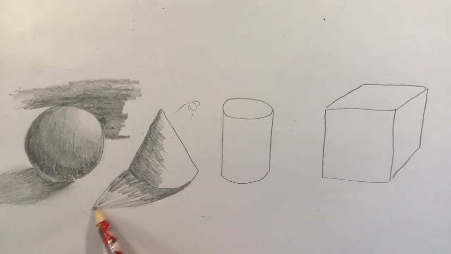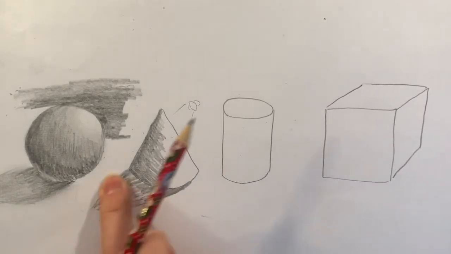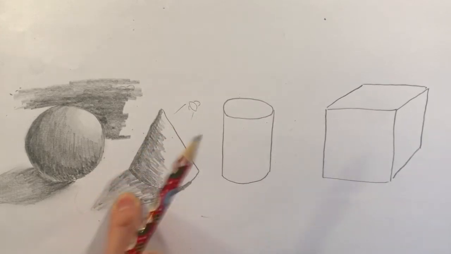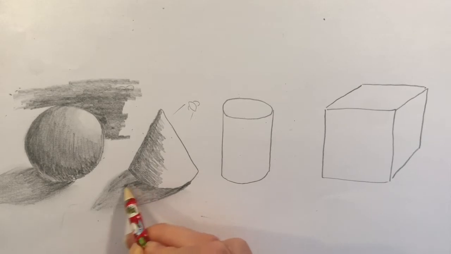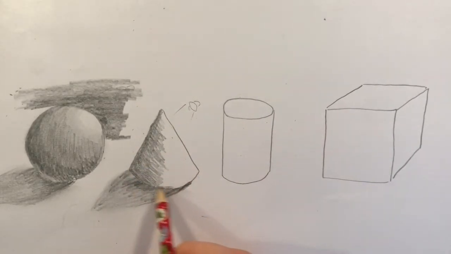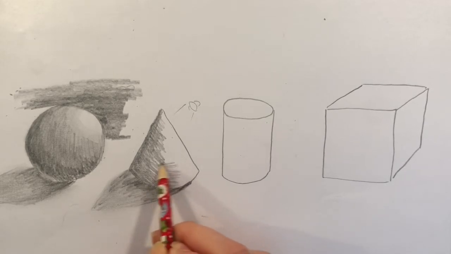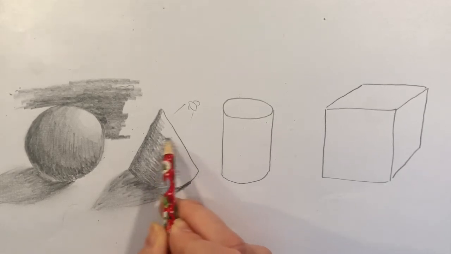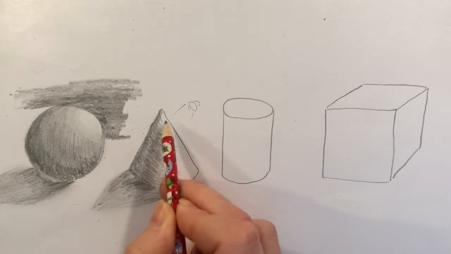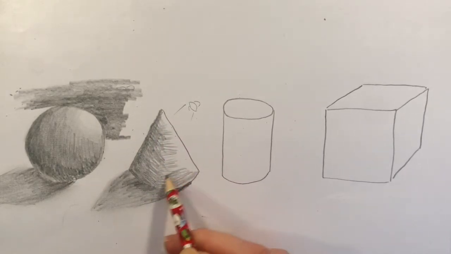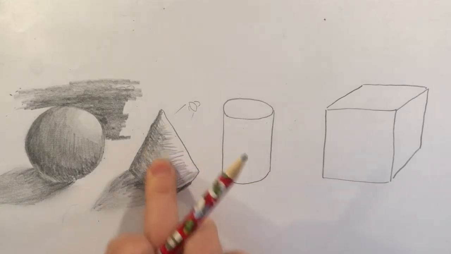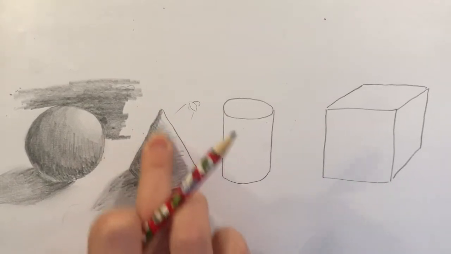And the shadow gets lighter as it moves away. I'm going to smudge it and make those edges a little bit smudgy. And then I'm going to continue adding some value into the cone. Again, just pressing a little lighter, making less marks. Smudging it in.